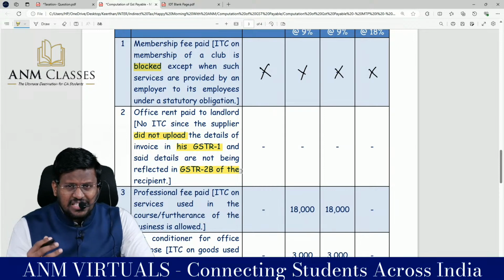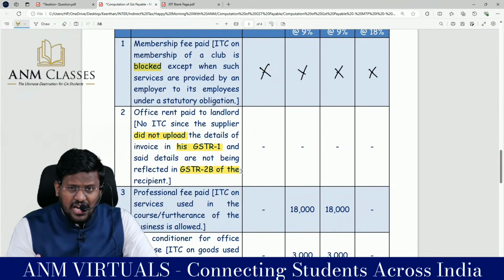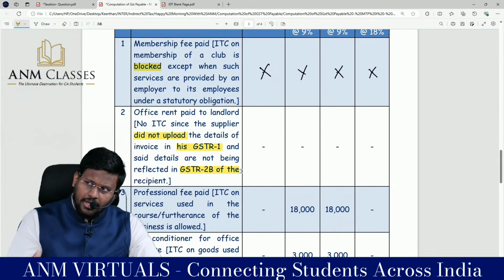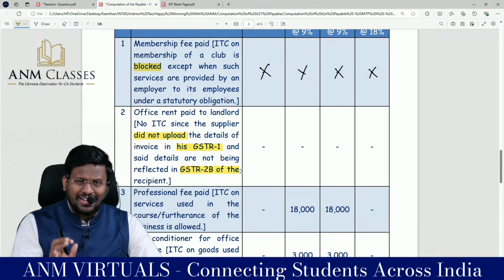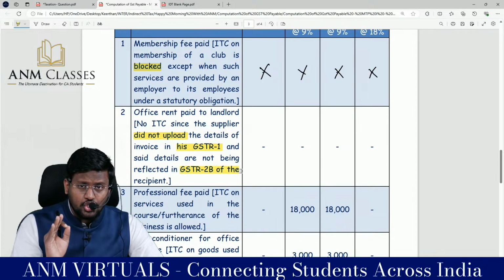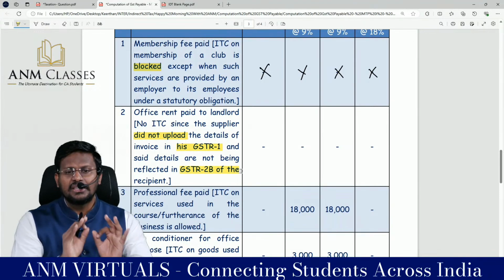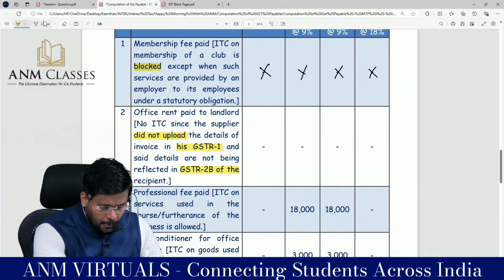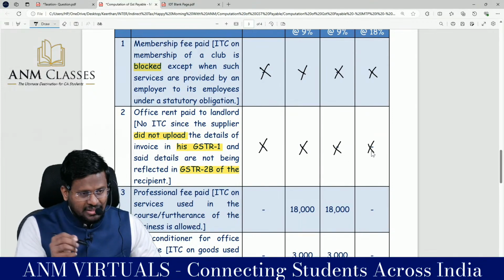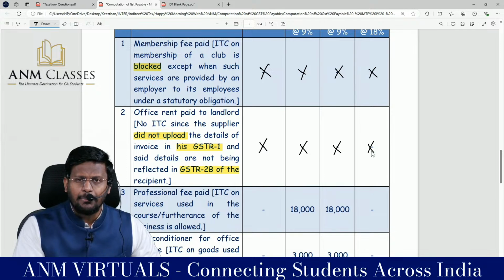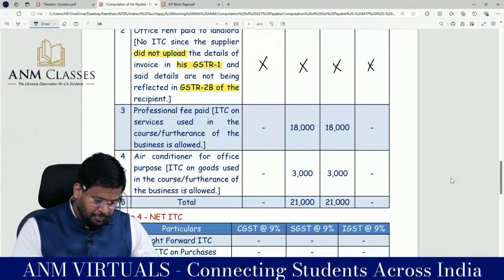If the supplier has not furnished his GSTR 1, then that credit will not come and sit in GSTR 2B. If the credit is not available in GSTR 2B, ITC cannot be taken. So because of that, for this particular month, for this inward supply, I am not entitled to take the ITC.